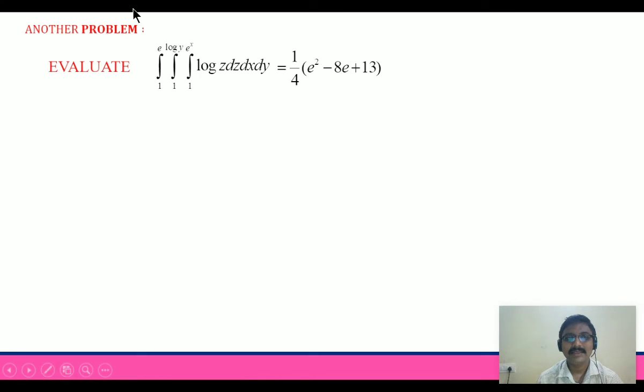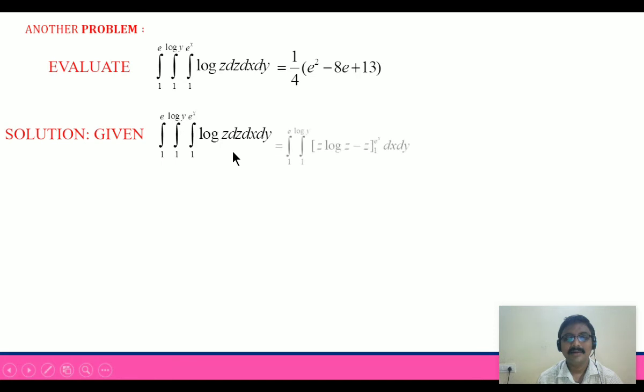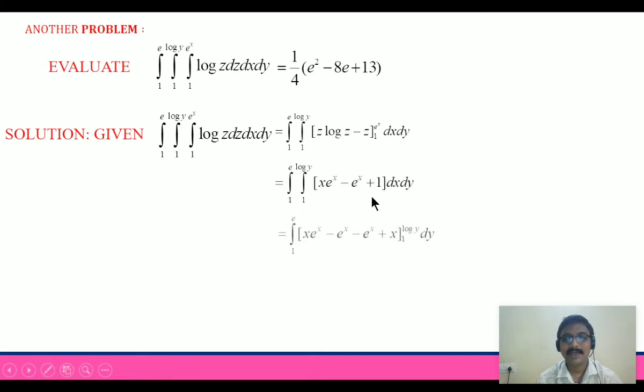Another sum, same sum here, only the lower limit is changed here. The lower limit is here 1. So given integral, first with respect to z, log z integration by parts is z log z minus z. Substituting upper limit as e power x and lower limit as 1.